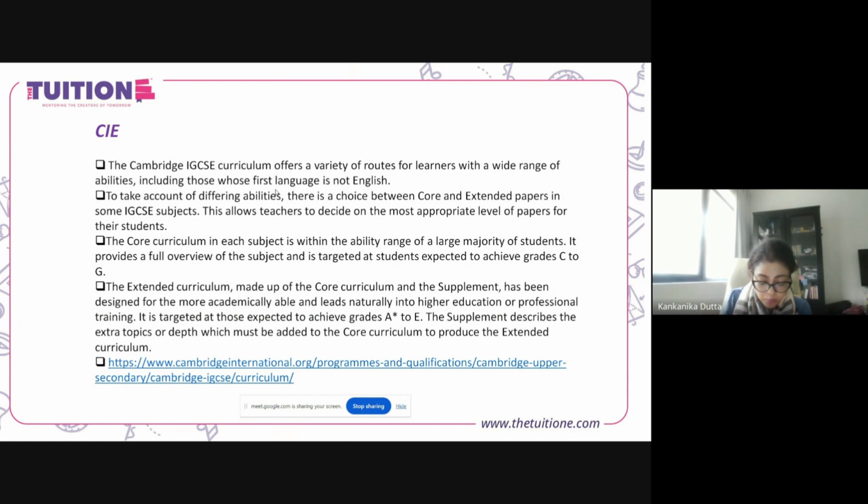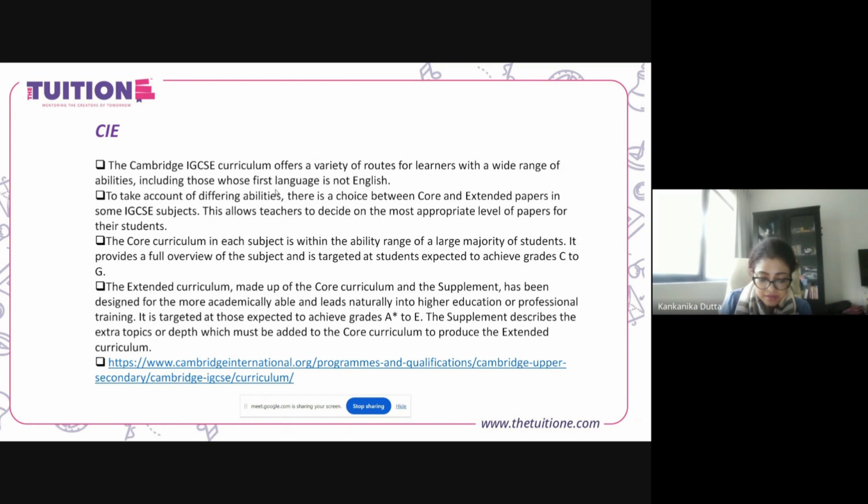So grades are something similar. There is an overlap of grades. For some subjects the core and extended is available, as I told you, for GCSE it's like the higher and the lower tier, but in some subjects it is not available. Now, what is the main difference between CIE and Edexcel?